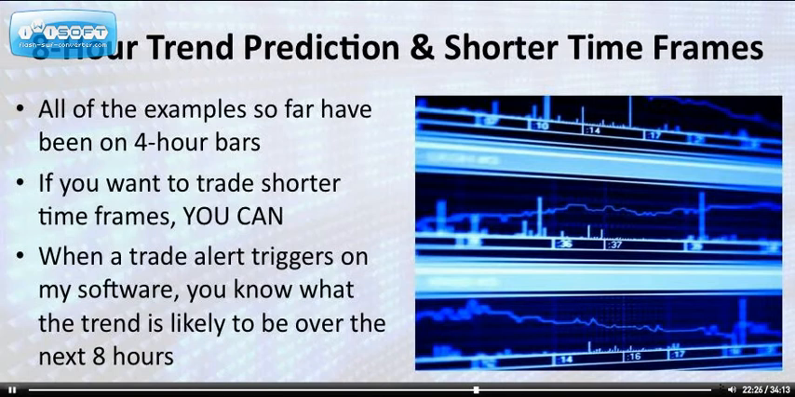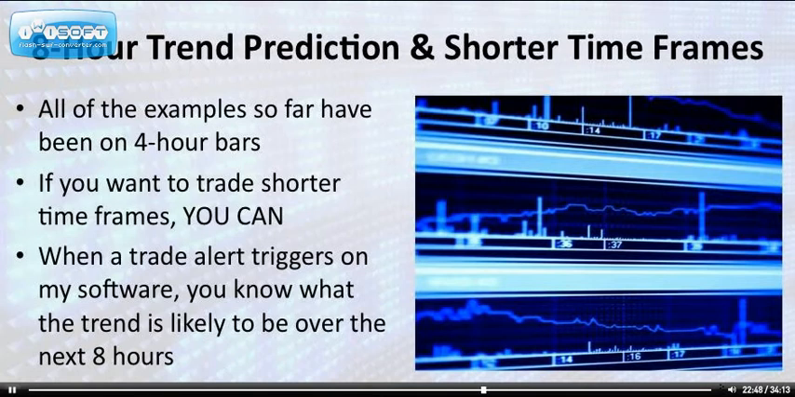However, I know a lot of people like to trade shorter time frames like the 5, 10, or 15-minute bars. And if that's you, I've got good news because you can use both my Trade Alert software and my Forex Profit Multiplier methods on those shorter time frames. It's all possible because of an added huge benefit of my Trade Alert software, and here it is.